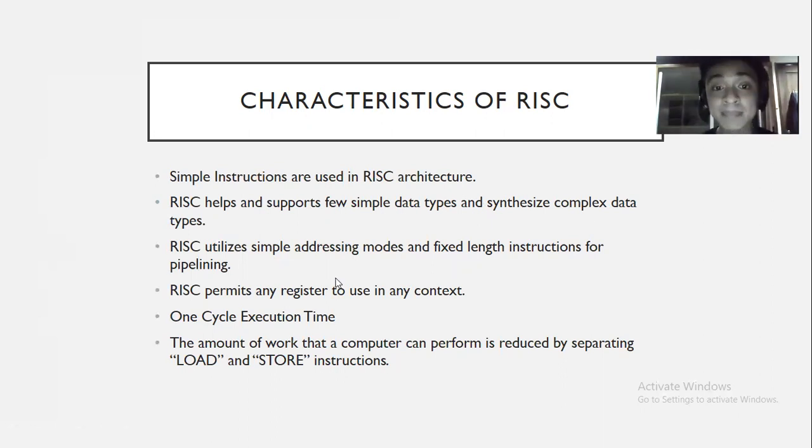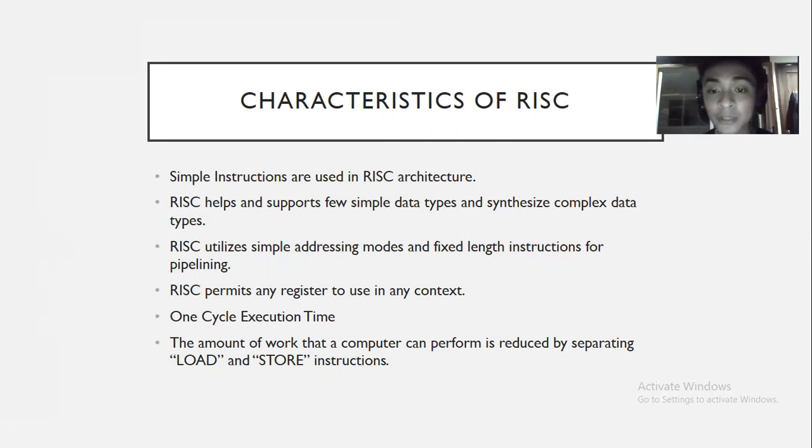RISC utilizes simple addressing modes in fixed length instructions for pipelining. So it does allow pipelining in RISC. I mean, it more incentivizes pipelining in comparison to CISC. RISC permits any register to be used in any context. So as long as the register is available and can be used in this architecture, there's one cycle execution time. So per instruction, it only executes one clock cycle.